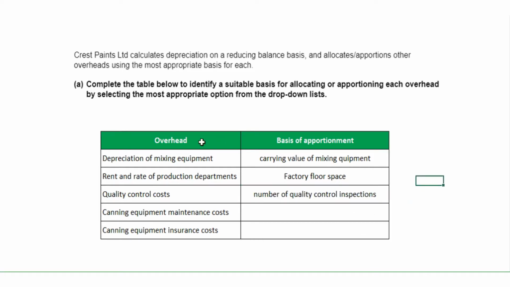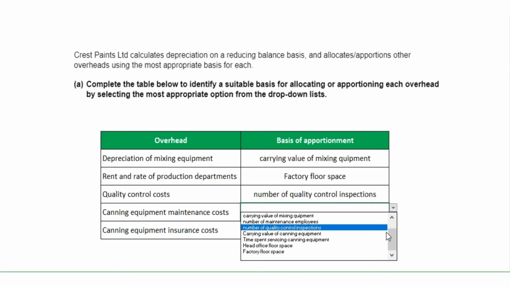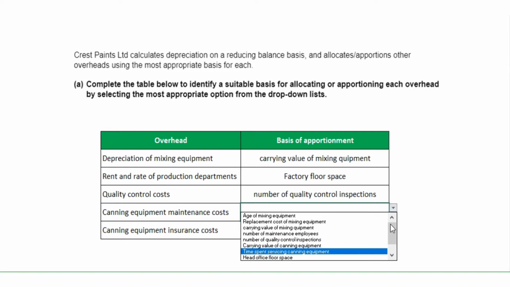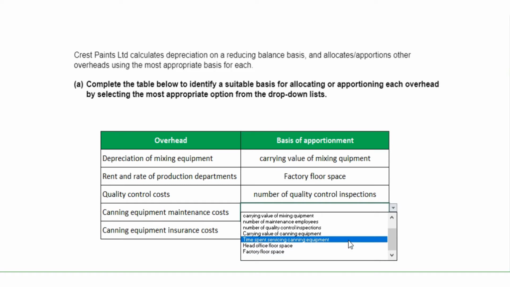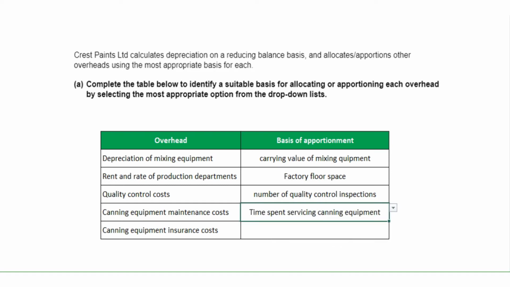If you get an overhead that you're not familiar with, often the basis of apportionment is quite obvious. Look, number of quality control inspections, so you can work it out via that. Then you have canning equipment maintenance costs, right? Let's have a look. Time spent servicing canning equipment. That's what it would be, wouldn't it? So that they'd be able to split the maintenance done based on how much time they spent doing it.